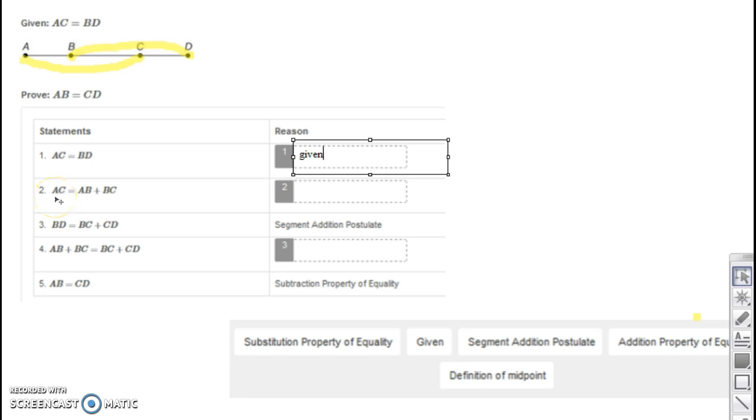And then it says AC equals AB plus BC. So if you look up here, if we take AB plus BC, that's going to equal the full AC. Well, anytime you add two smaller segments to get the bigger segment, that's called the segment addition postulate.